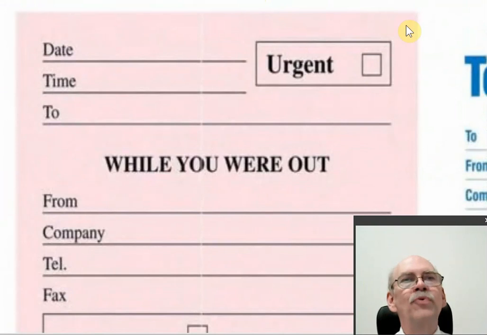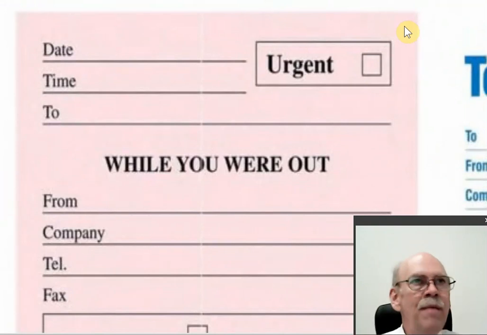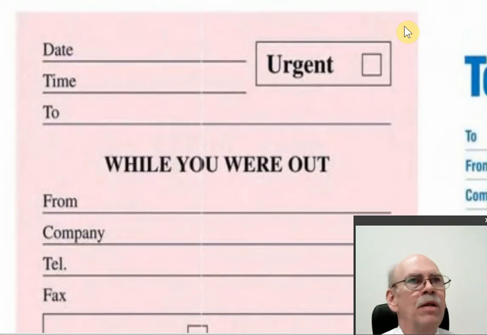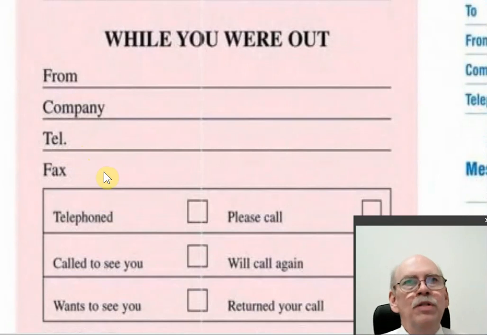There's an urgent box right on the top, so if it's important, we all know. The date, the time, and to whom, right? Who's the message going to? Who's the message for? From what person's name, what company, what's their telephone number, maybe what's their fax number.